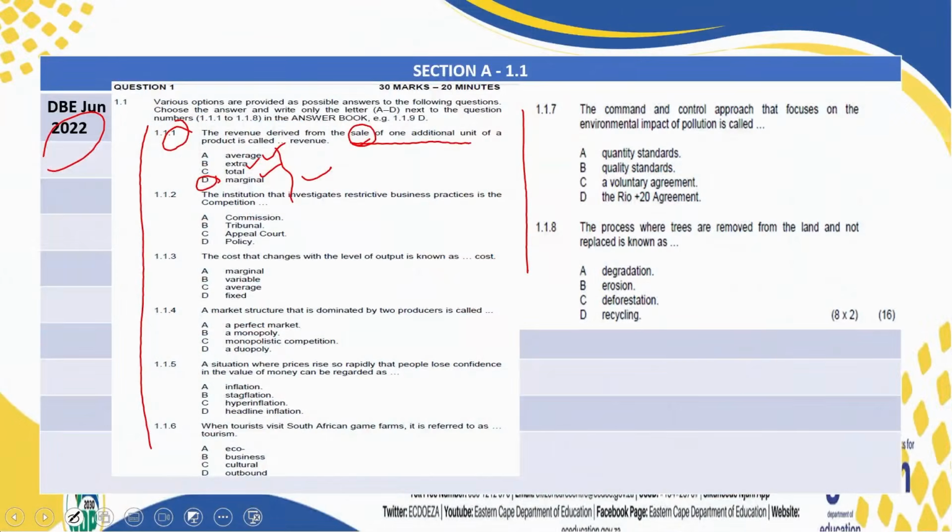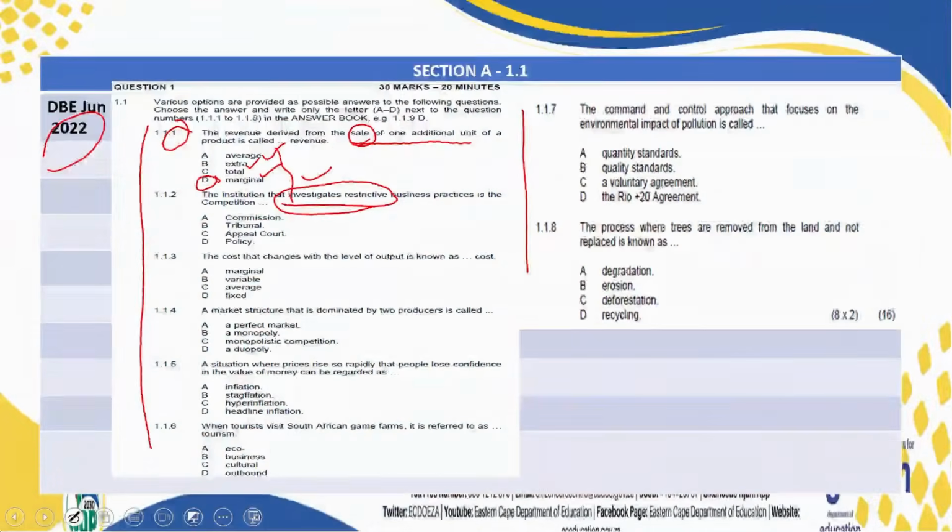Now, let us move to 1.1.2. The institution that investigates restrictive business practices is the competition. Now, where are we now?